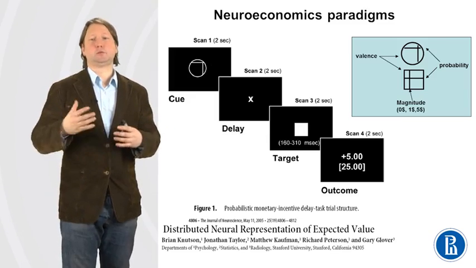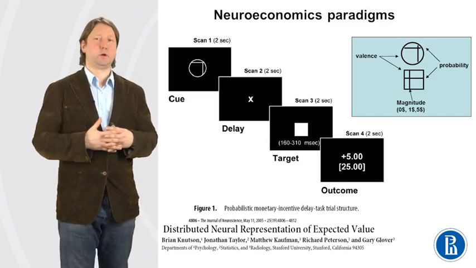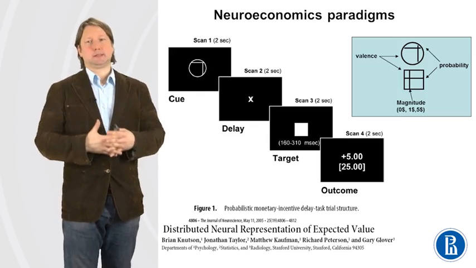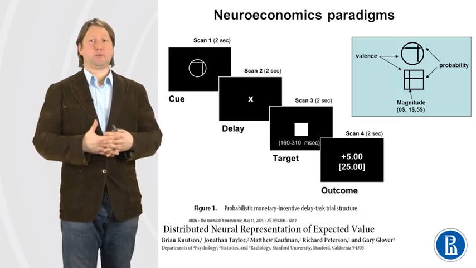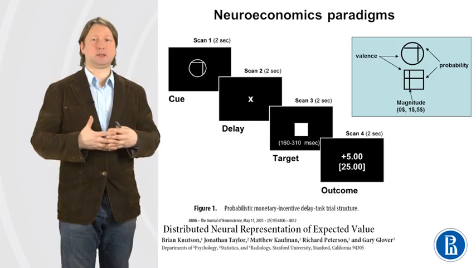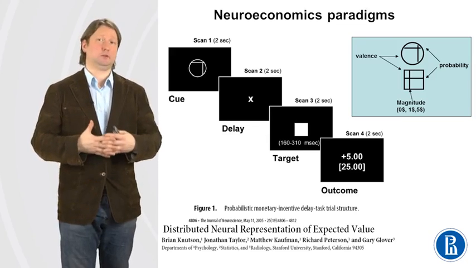The subject has to press the button when the white square is presented on the screen, and in this case the cue indicates that the subject can actually get a very high reward with a very high probability. So as you see, at the end of this trial, the subject collected $5.